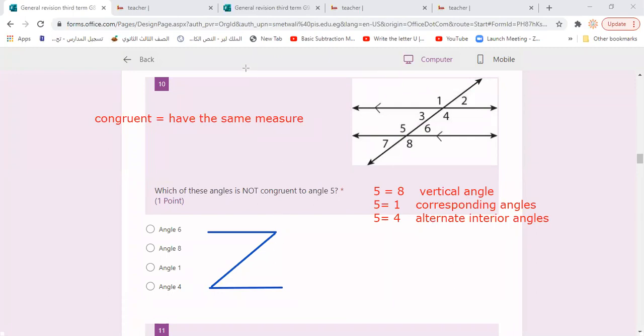And which is the other letter? F. Yes, letter F. And the third letter will be U. Yes, letter U.